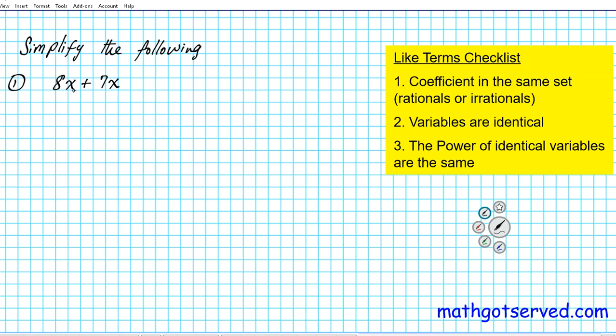The question is, are these two like terms? Let's look at the coefficients first. 8 and 7 are both integers. Integers or whole numbers or natural numbers. What do we know about integers? Every integer is rational, right? So these two coefficients are both rationals. All right, so pass the first test. And then if you look at the variables x and x, both variables are identical.